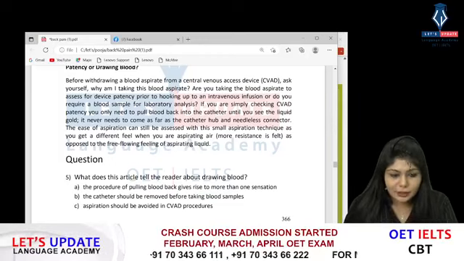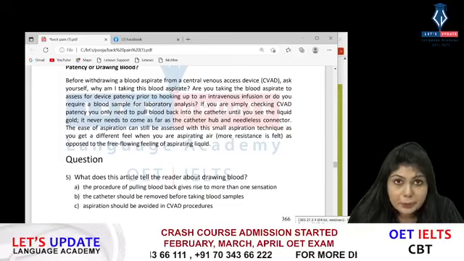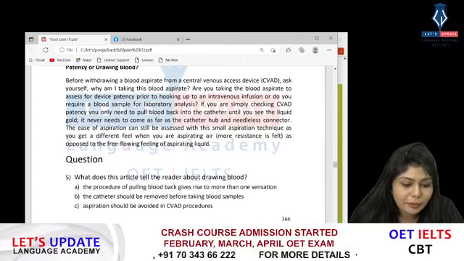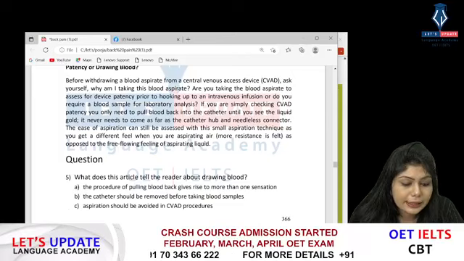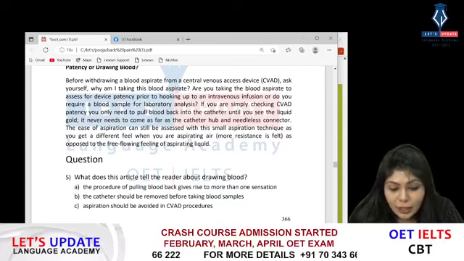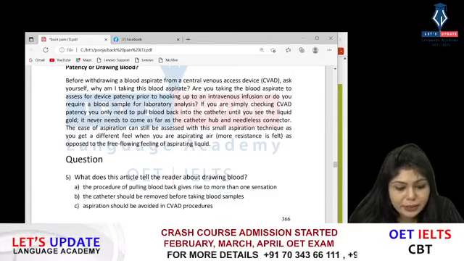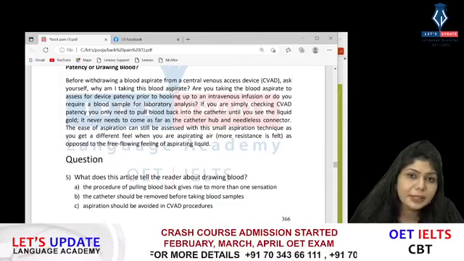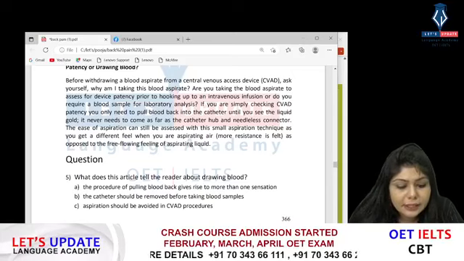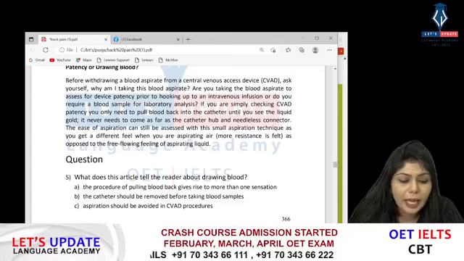Okay, we are doing the elimination method for each question also. That means I am giving you enough evidence to tell that the other options are incorrect as well, not just coming to the direct answer. So look at option B, the catheter should be removed before taking blood samples. Have they mentioned something like that? No, they have not mentioned that the catheter should be removed before taking the blood sample. So you need to eliminate option B and look at option C.